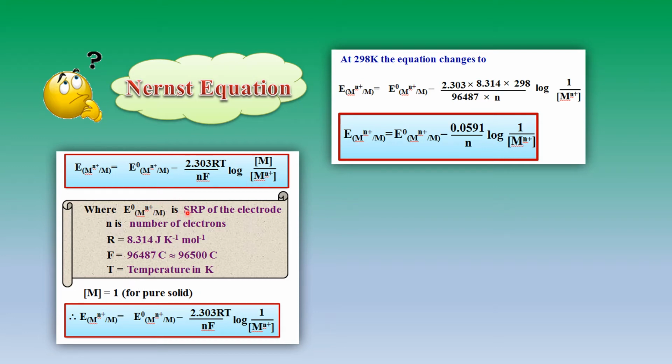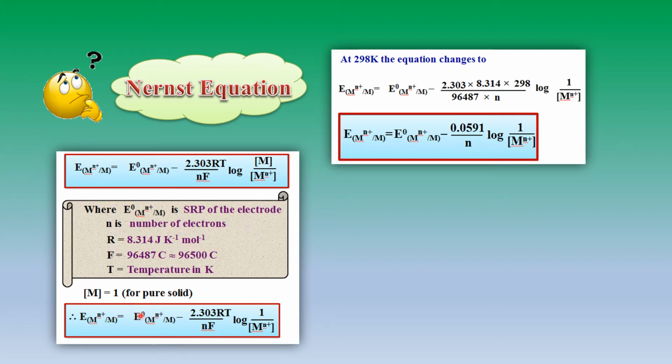Here E naught represents the standard reduction potential of the electrode. n is the number of electrons involved in the oxidation and reduction. R is the gas constant, 8.314 joules per mole per Kelvin. Faraday's constant F is 96,487 coulomb, or nearly 96,500 coulomb. T is temperature, in Kelvin. And we have M in pure form, that is for solid. If it is in the solid state, the concentration of M is considered as 1.